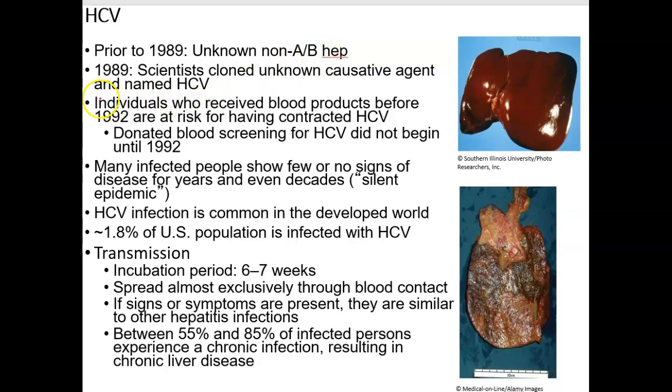And so in 1989, they were able to isolate the genome of hepatitis C and start studying it. And then in 1992, they realized, oh, this is a big problem. And that's when they started screening blood supplies for hepatitis C. Hepatitis C is a big cause of cirrhosis of the liver and potentially liver cancer. So here is a healthy liver, and here is a liver with hepatitis C.